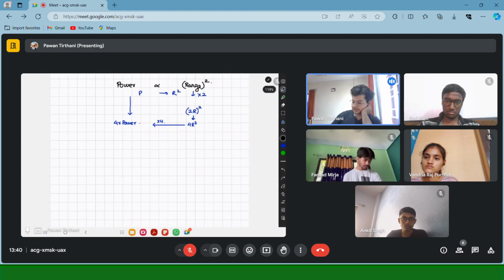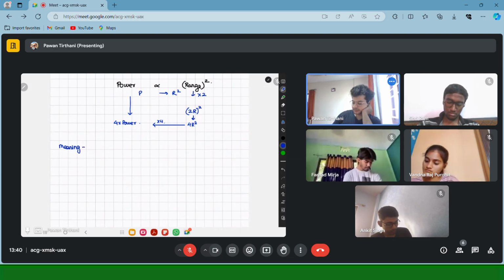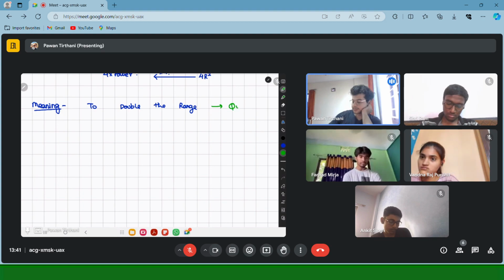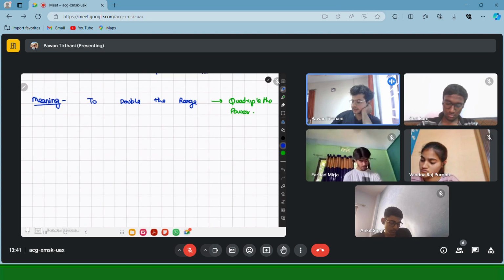So what is the meaning of this? Write down. The meaning of this is very important. To double the range, I need to quadruple the power. Quad means 4, quadruple the power. And to halve the range, 1/4 the power.